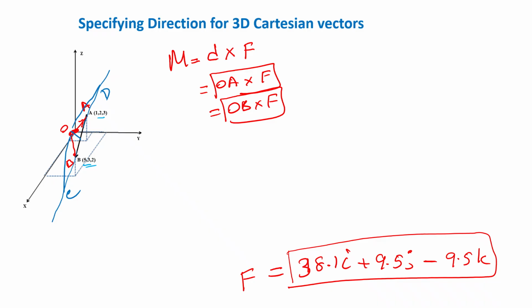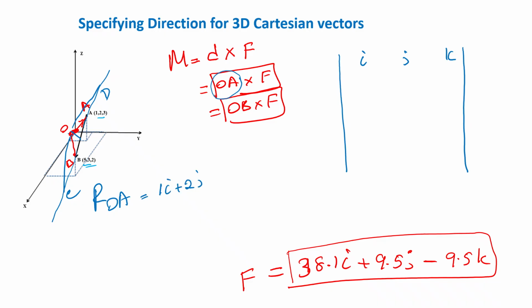So you have to use the determinant to find this. How you do this is you first need to write i, j, k, then you write the OA. OA means what? O to A, A minus O, isn't it? OA vector is equal to i plus 2j plus 3k. Am I right? A minus O, and O is 0, so you write whatever you have in front of these ones: 1, 2, and 3, right? Then you write the cross F. So 38.1, 9.5, and 9.5. Am I right? Yes, sorry, minus 9.5.